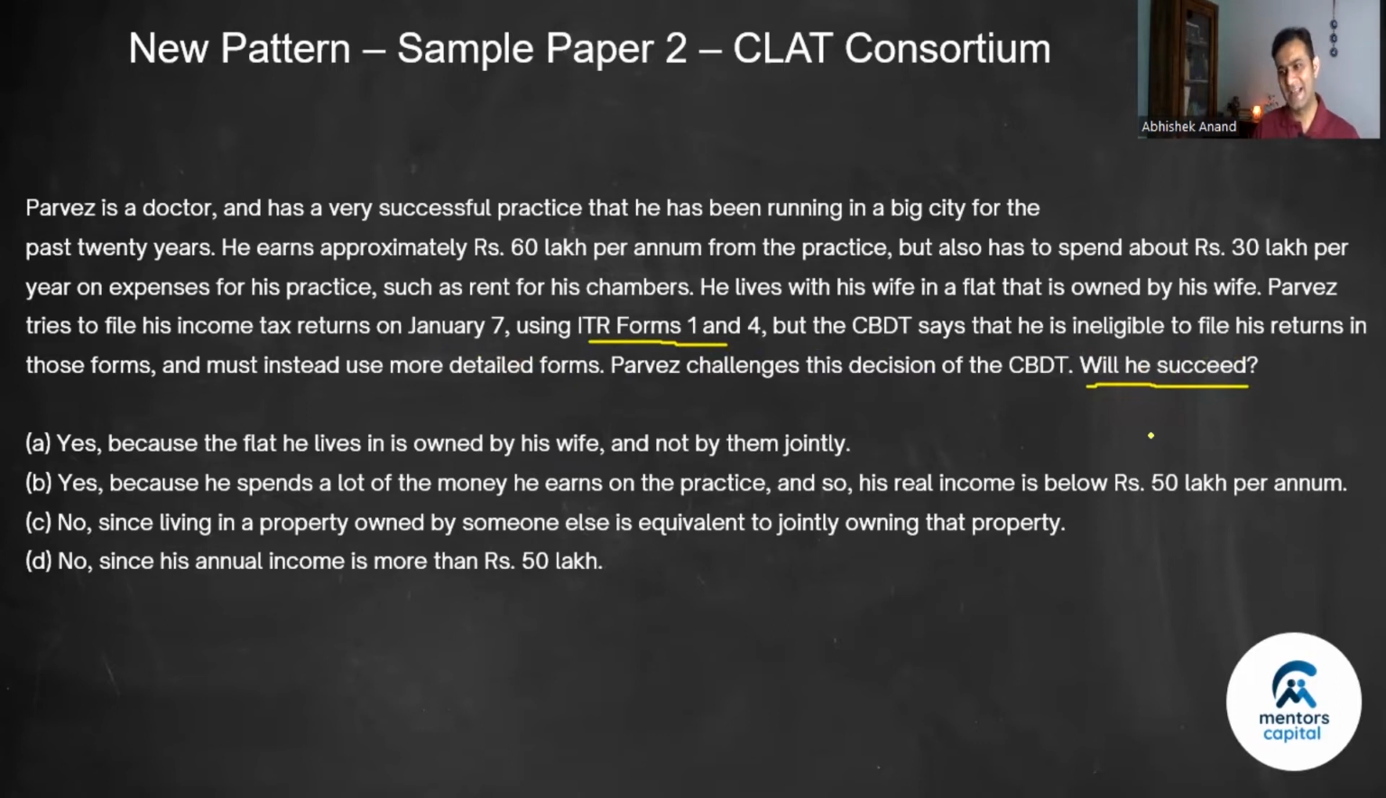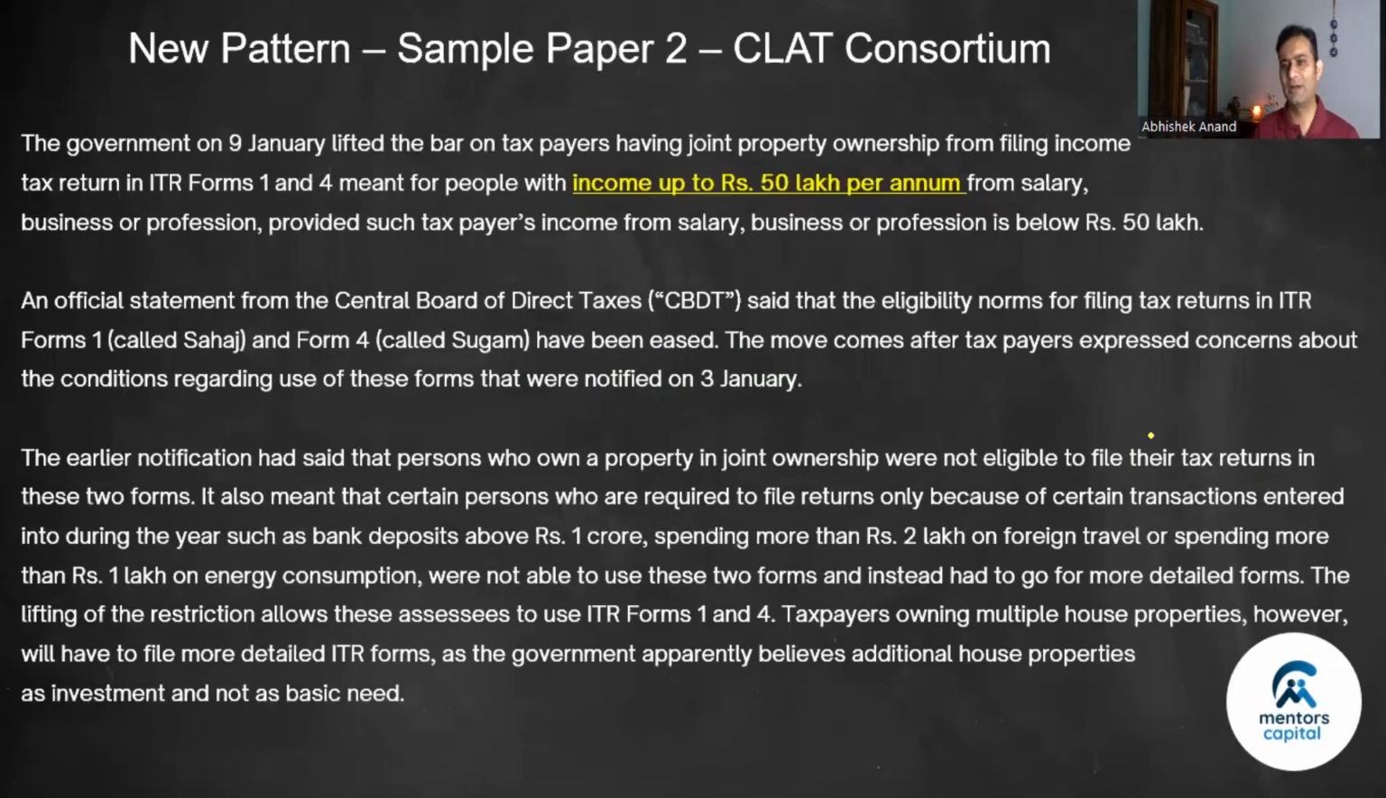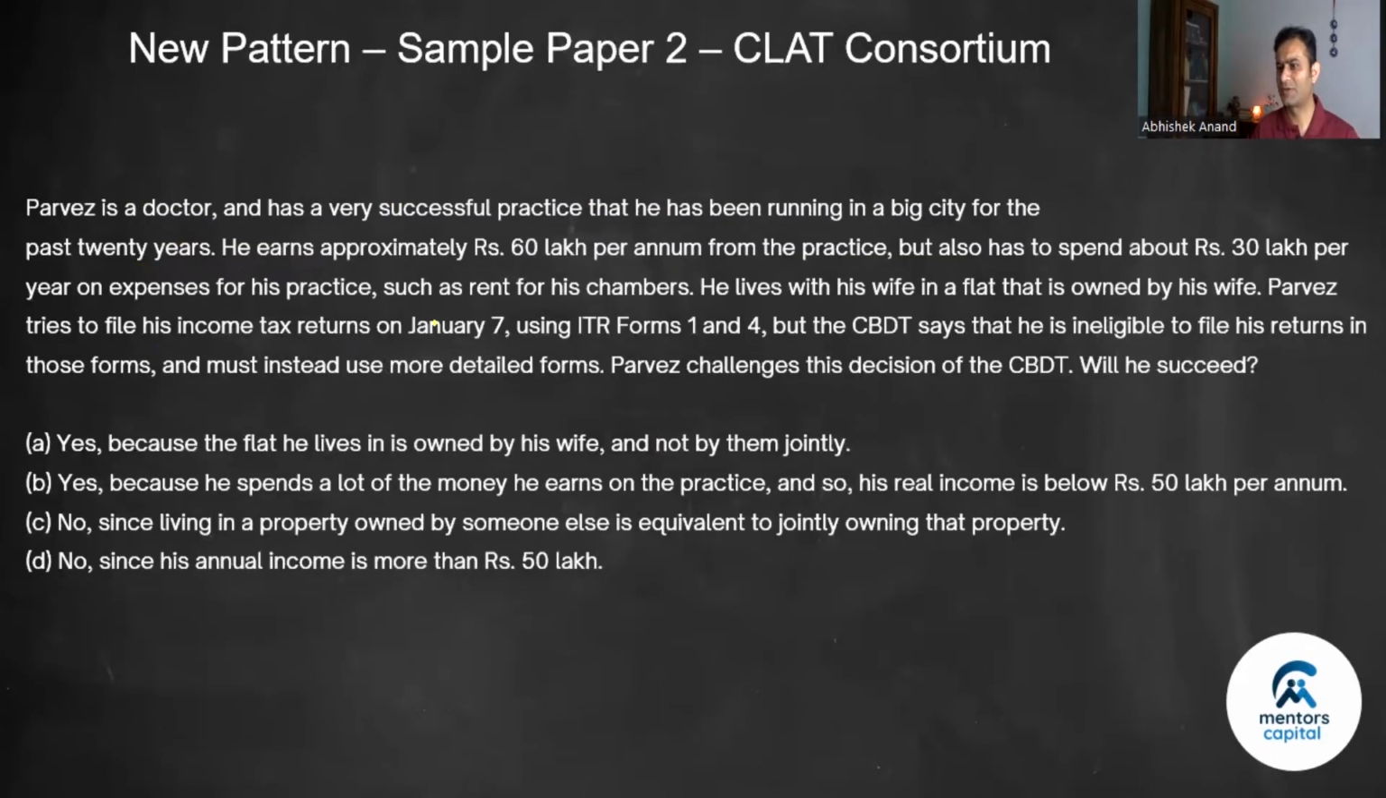In this case, the extra effort that you have to put in is you have to identify which principle applies to him, right? So if you go through the passage, this principle gets activated here. ITR 1 and 4 are meant for people with income up to rupees 50 lakhs per annum from salary, business or profession. And what is Parvez's salary?